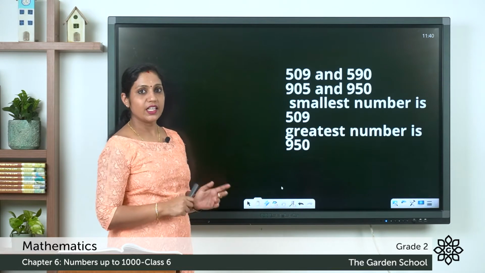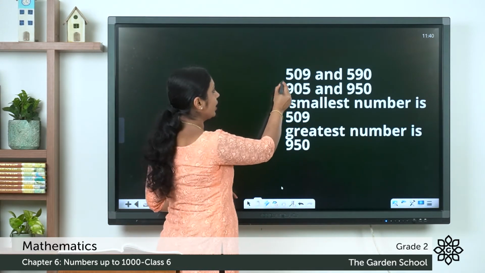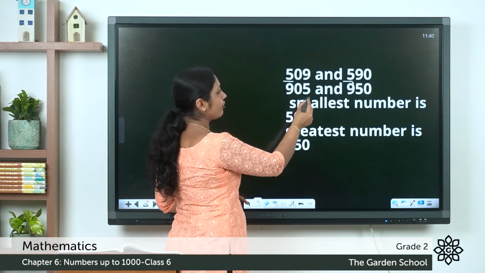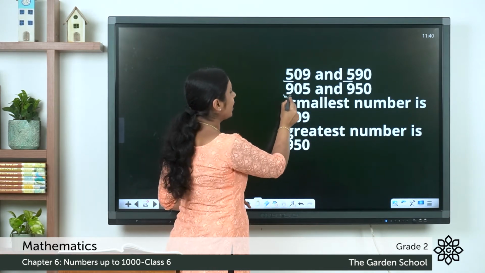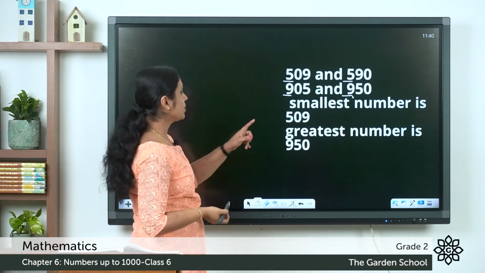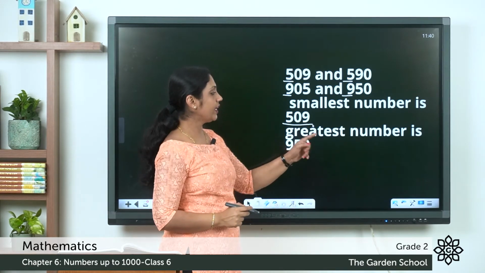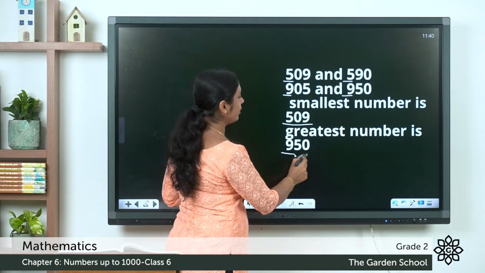So we can say the numbers are 509 and 590 with 5 in the hundreds place, and 905 and 950, 9 in the hundreds place. Which is the smallest number? The smallest number is 509 and the greatest number is 950.